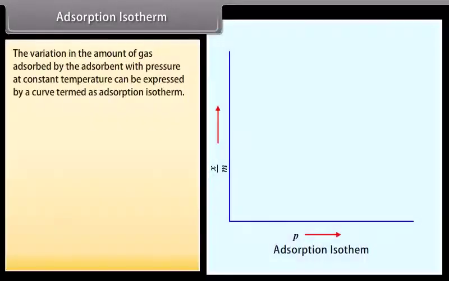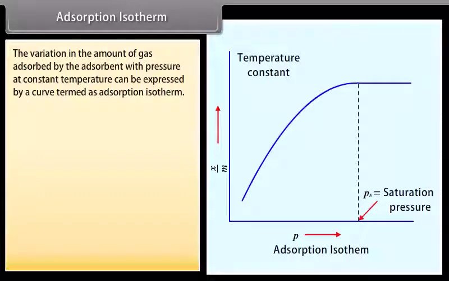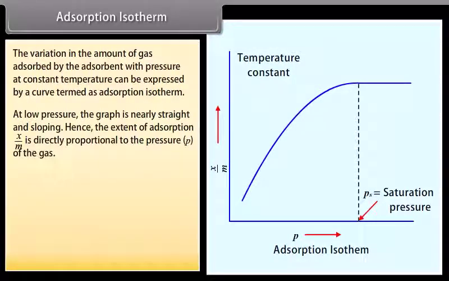Adsorption isotherm. The variation in the amount of gas adsorbed by the adsorbent with pressure at constant temperature can be expressed by a curve termed as adsorption isotherm. At low pressure, the graph is nearly straight and sloping. Hence, the extent of adsorption x/m is directly proportional to the pressure of the gas. This can be expressed as x/m is directly proportional to p raised to the power 1.